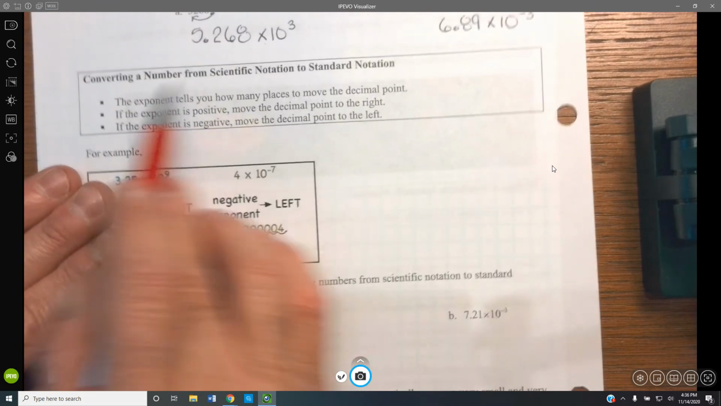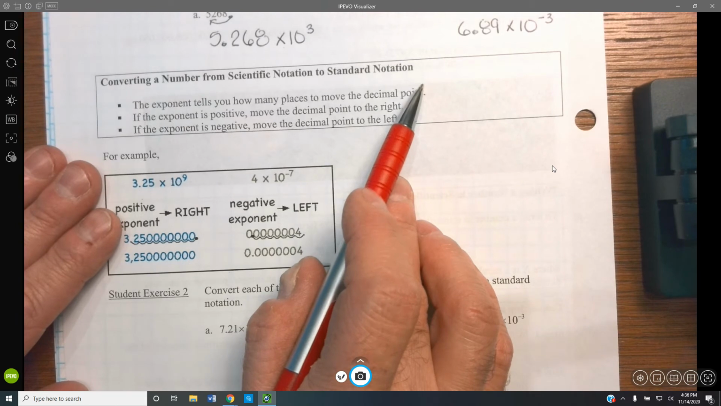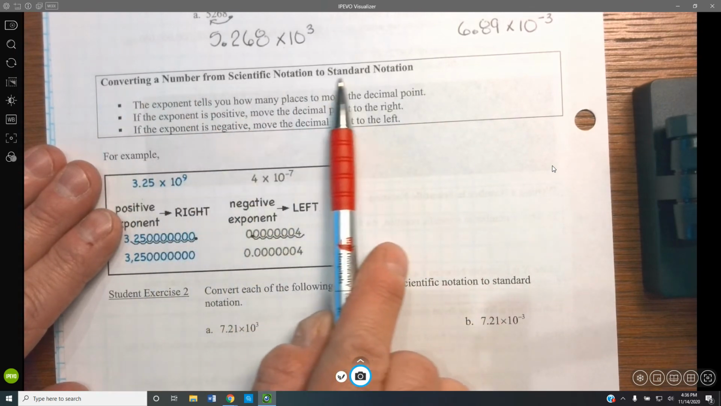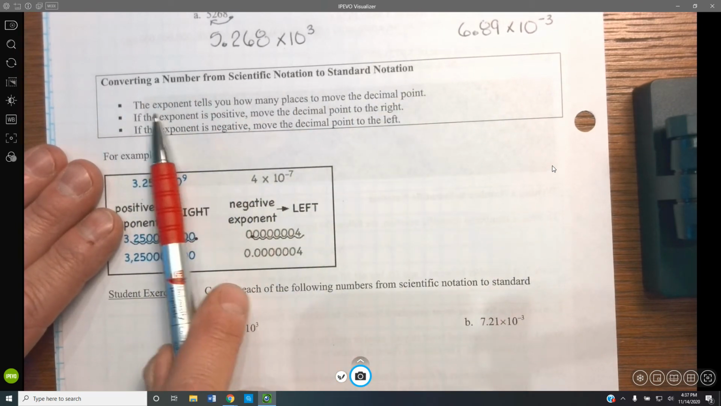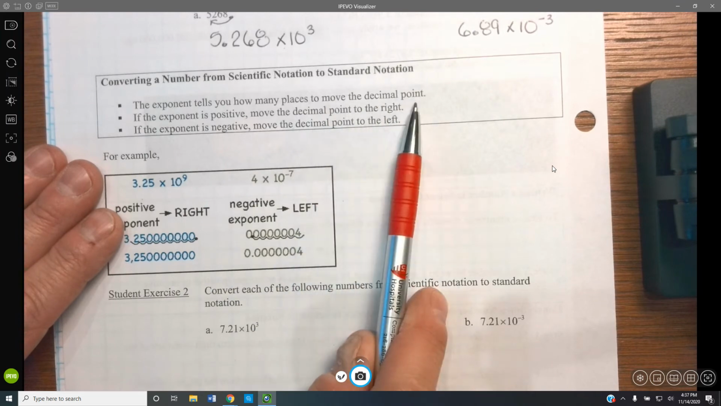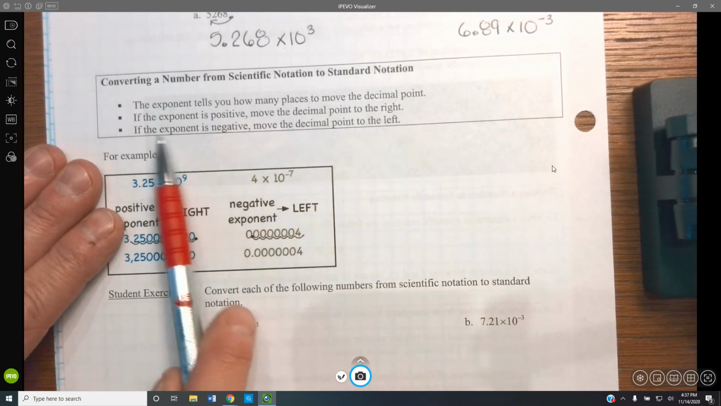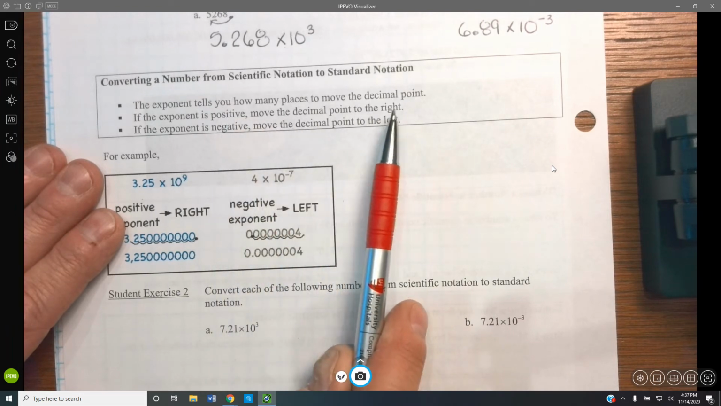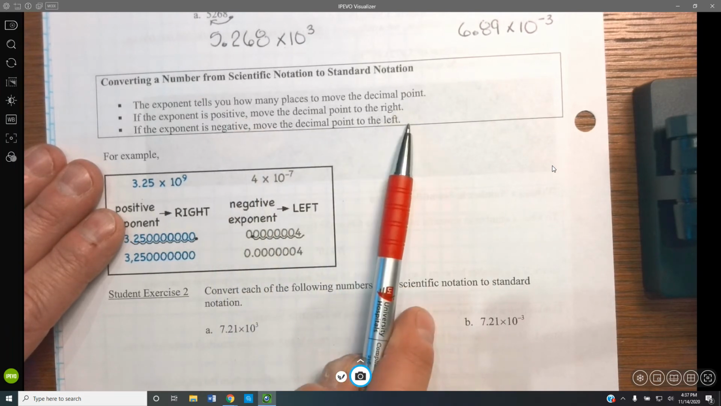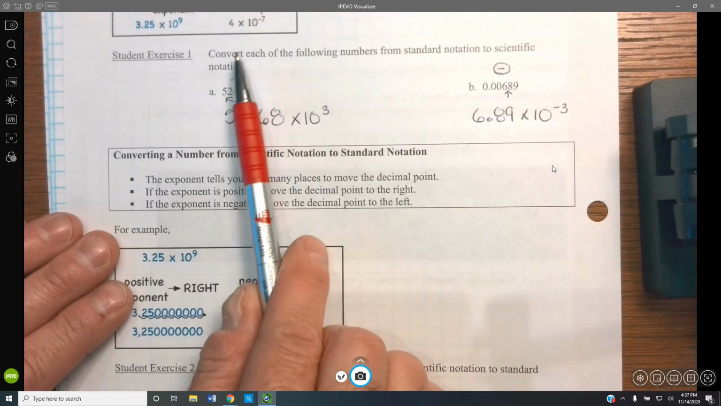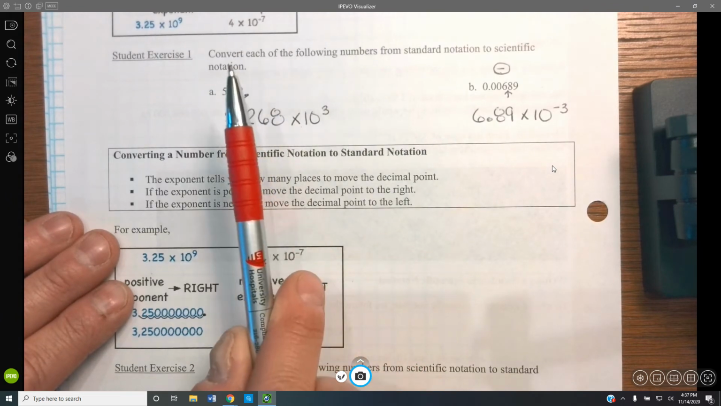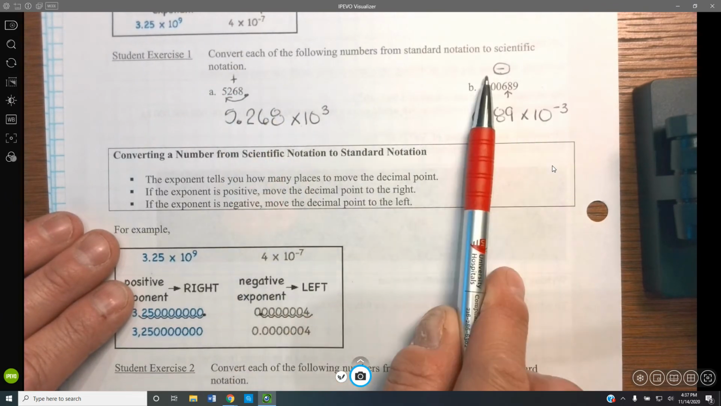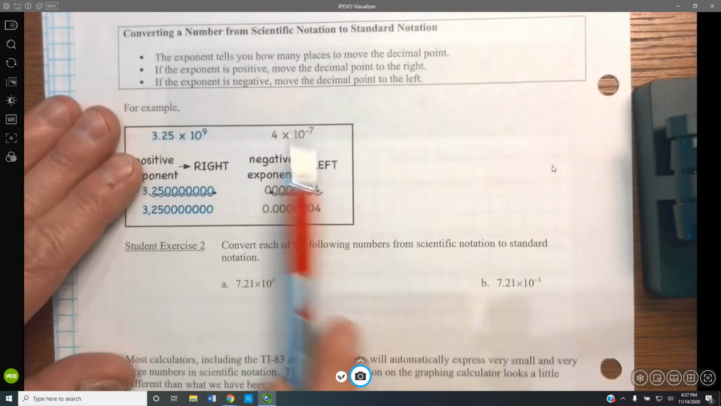Now, if we're converting in the other direction, so it says convert a number from scientific notation to standard. Well, it says the exponent tells you how many places to move. If the exponent is positive, you move the decimal to the right. So see, now all the directions change. But if you think the way I think here, positive means make the number bigger than 1. Negative means make the number smaller than 1.